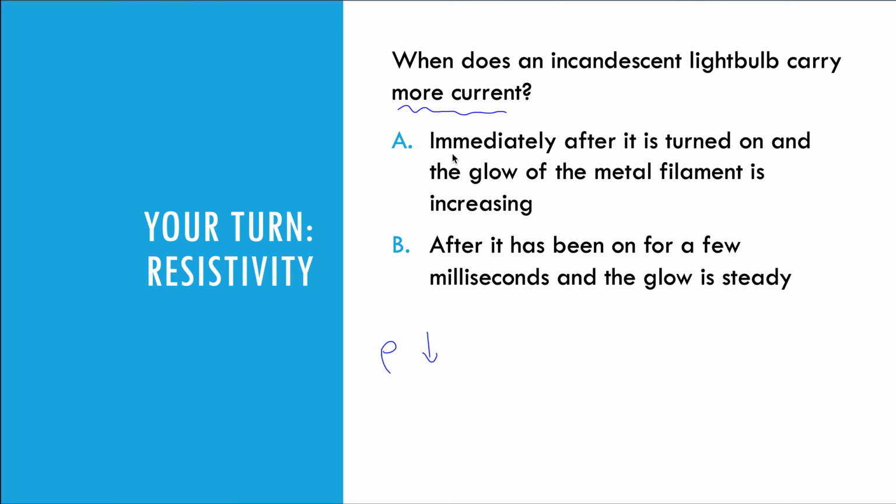So for which of these cases is the metal cooler? Well, it's going to be immediately after it is turned on, because after a while it's going to glow a lot hotter. So the answer is A, that we have a lower resistivity at a lower temperature, and that's what is going to allow more current. And this is actually why some old light bulbs sometimes blow as soon as you turn them on, because you have that surge of current that the filament just cannot handle.